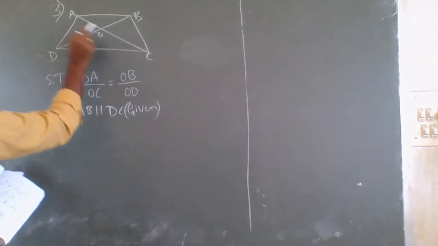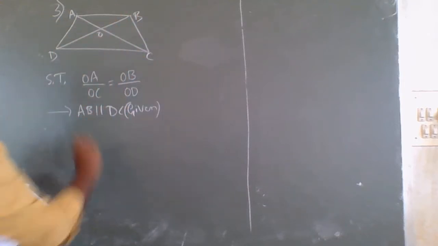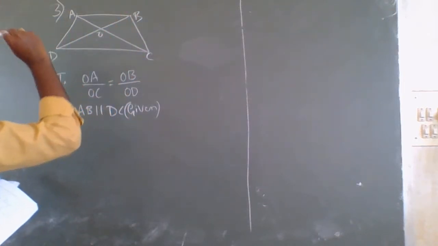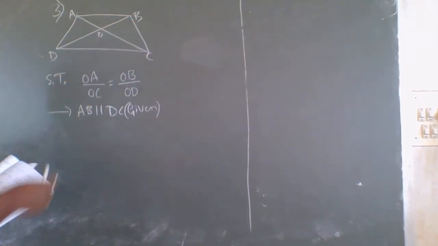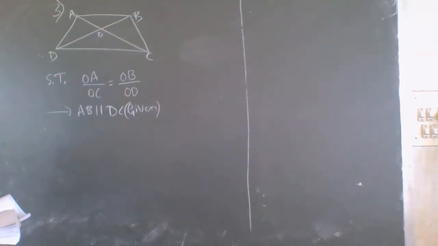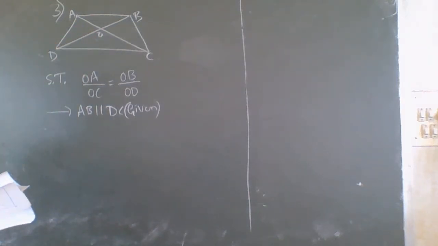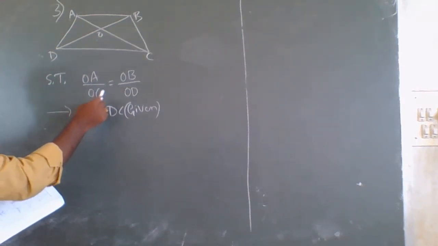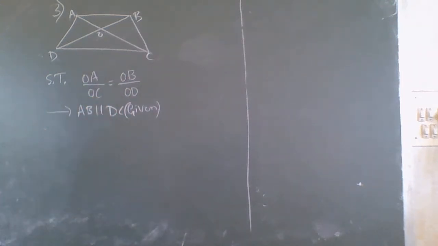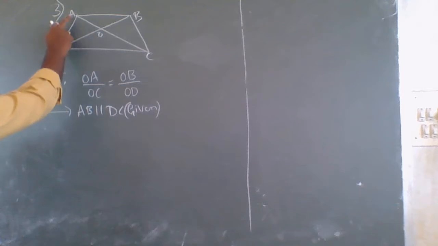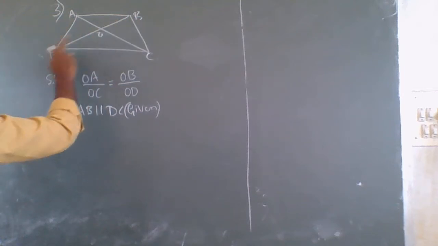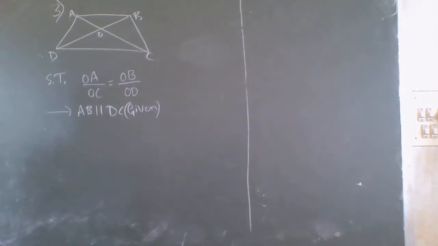These two diagonals AC and BD intersect at point O, with parallel lines AB and DC. Using the similarity criterion of two triangles, show that OA by OC is equal to OB by OD. So here we have to prove that OA by OC is equal to OB by OD using the similarity criterion.